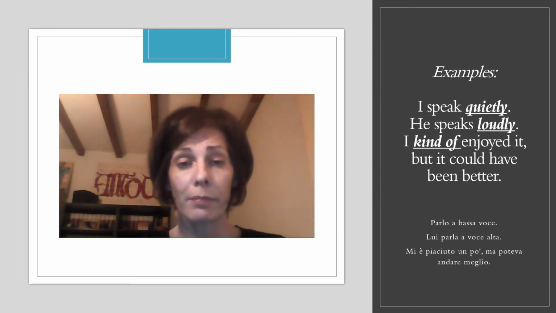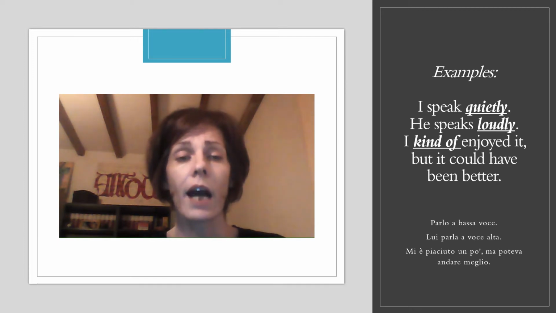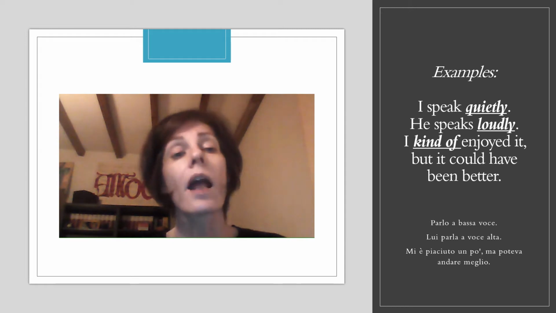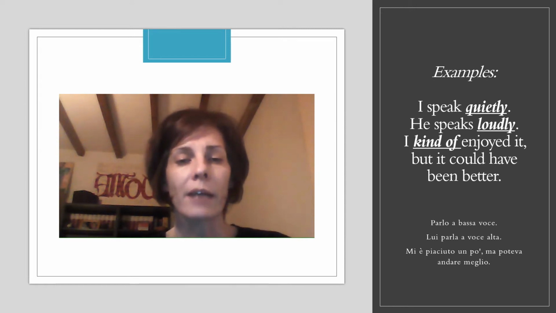Let's have some examples. You can see 3 different examples. The first one is, I speak quietly. It's easy to understand. The verb is to speak. How do I speak? I speak quietly. The second example still uses the verb to speak, but in this case, we just say, he speaks loudly. The third example is, I kind of enjoyed it, but it could have been better. Kind of is an expression. It's not a single word, but still it is considered an adverb.